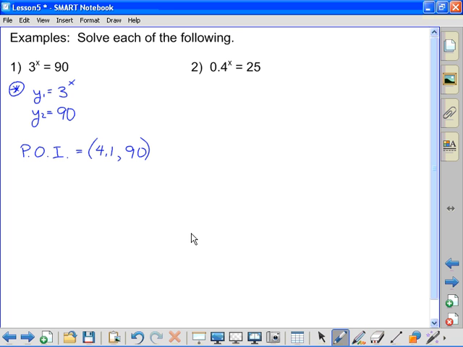Okay. So the answer then, therefore, x equals 4.1. So you just want the x value. The y value should be whatever was on the left side of the equation. Okay, so there you go. The tricky part here is just getting comfortable with the calculator, and you're going to be using the calculator quite a bit this semester, so it's a good idea to get comfortable with it now.